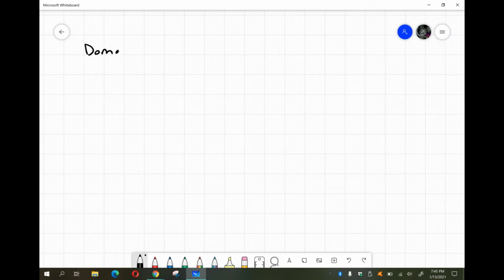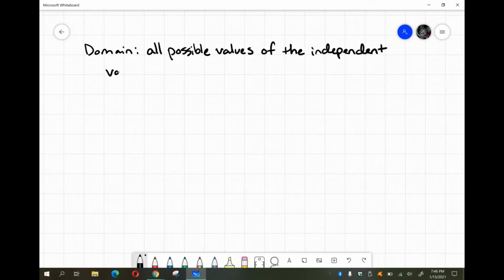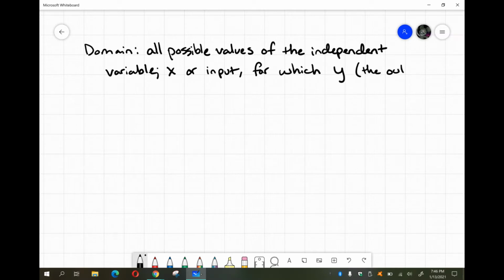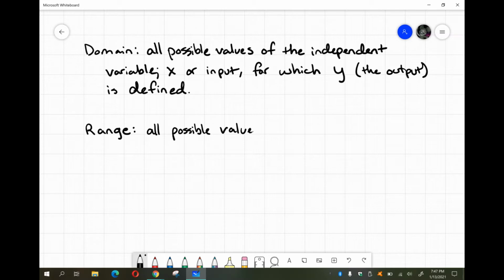The domain is all possible values of the x, or the independent variable, or the input, for which the y, or output, is defined. The range is all possible values of the dependent variable, the y, or the output.